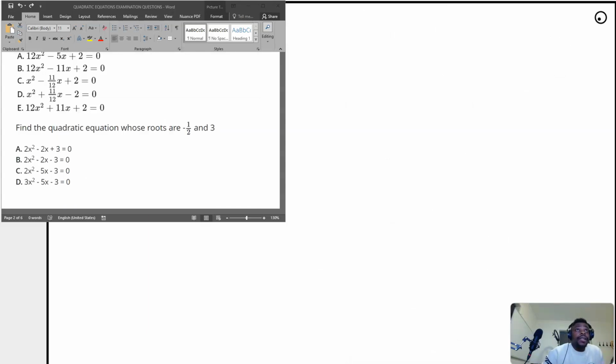Next question, find the quadratic equation whose roots are minus 1 over 2 and 3. Now, it's the same thing, okay? We are using variable squared minus sum of roots variable plus product of roots equals 0. But here, I'm going to give you the shortest way to construct a quadratic equation when you have the roots. So we know from the options that the variable is x. So I will say x equals minus 1 over 2 or x equals 3.